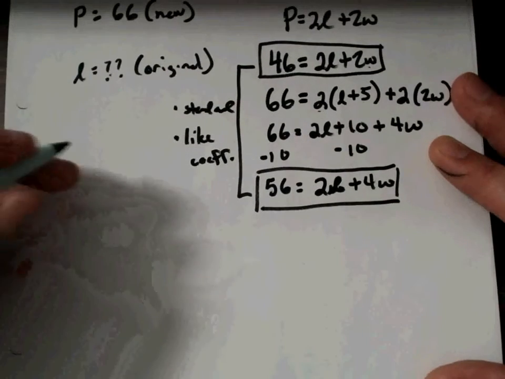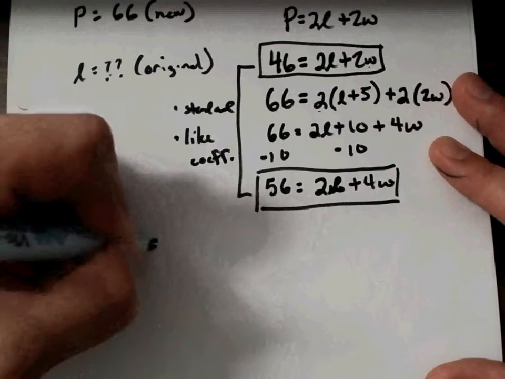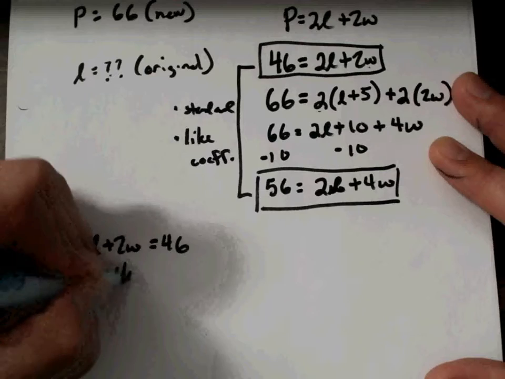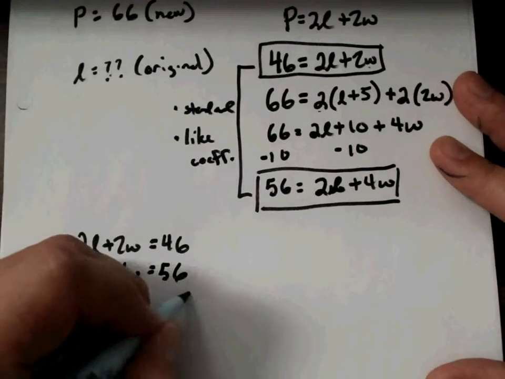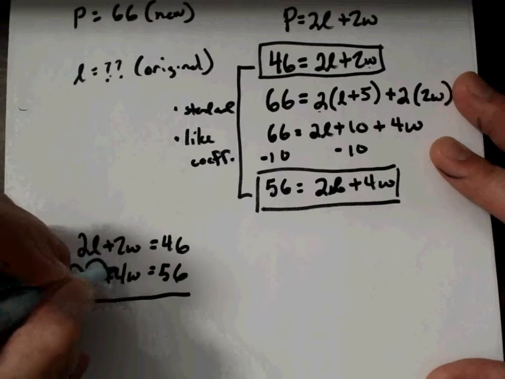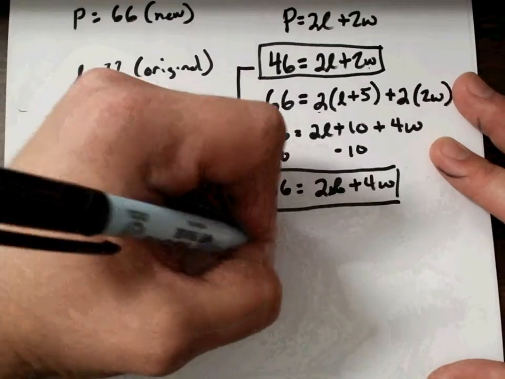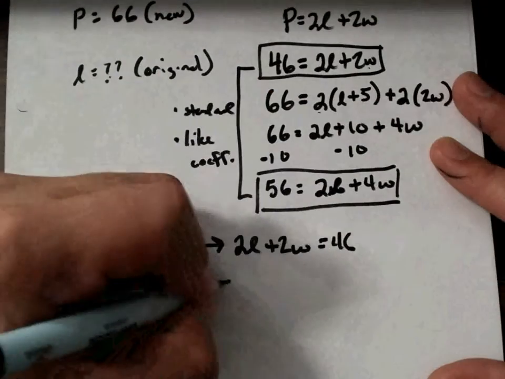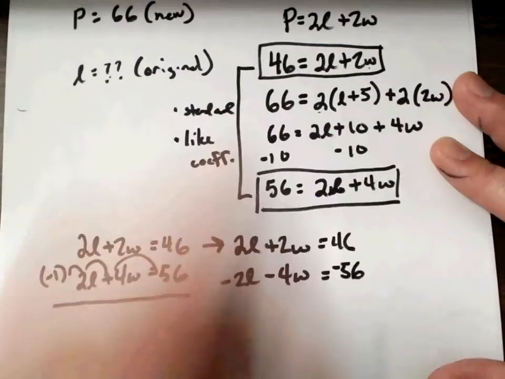So therefore, I'm going to use elimination. All right, so to solve this, I'm going to go 2L plus 2W equals 46, and I'm going to go 2L plus 4W equal to 56. So what I'm going to do is I'm going to multiply this by -1, so it'll cancel. And so my top one does not change. It's still 2L plus 2W equals 46, and my bottom one becomes -2L minus 4W equals -56.